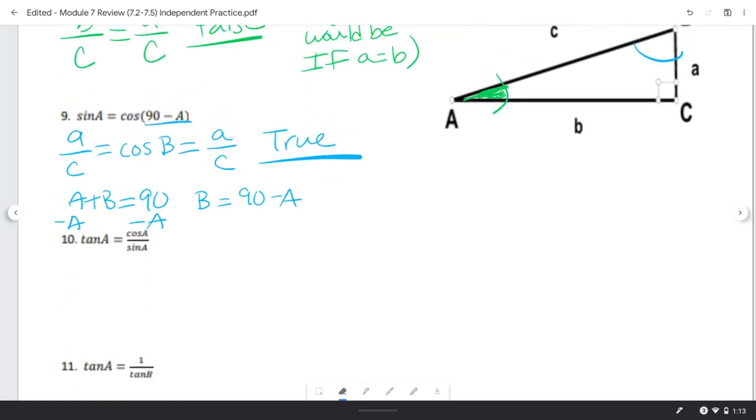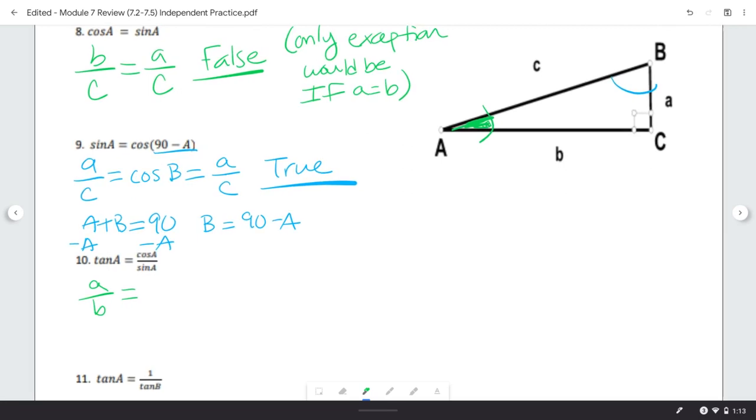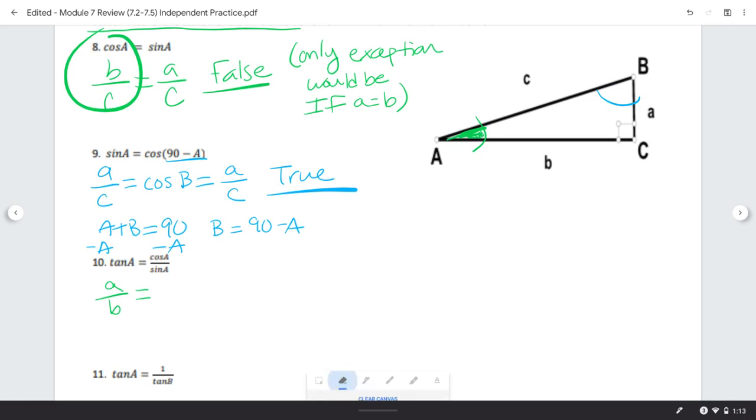All right, number 10. We've got A is our reference angle. So we're coming back over here. And it's the tangent. So tangent, TOA, opposite over adjacent. And now I'm looking at my cosine of A, which is up here on number 8. I'm just going to look at that. So cosine of A is B over C. And then sine of A is A over C. So what happens is you're really just dividing two fractions. So B over C divided by A over C.